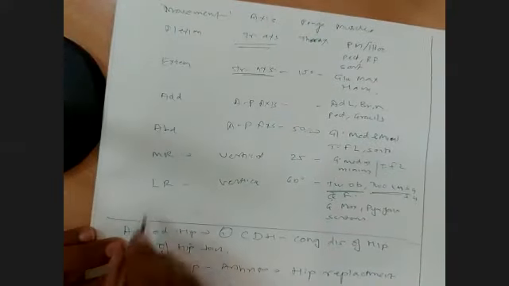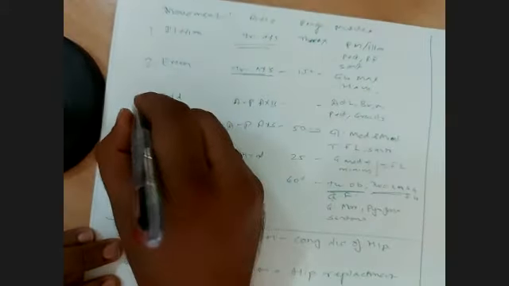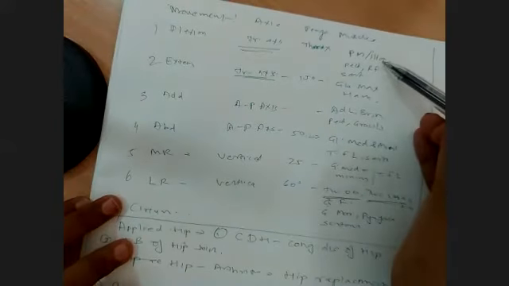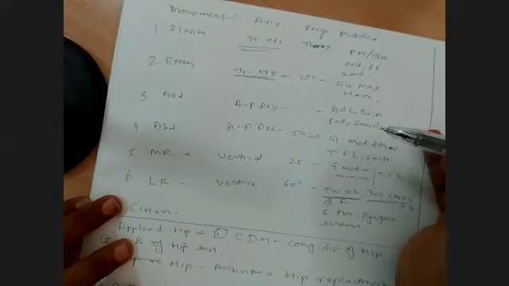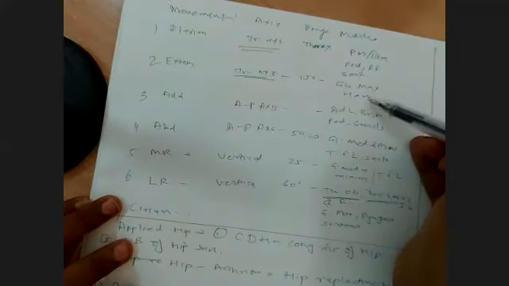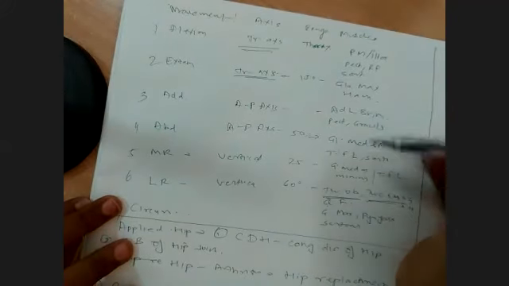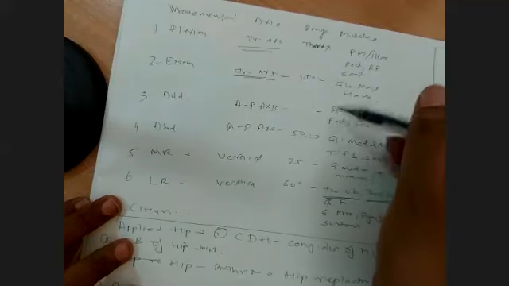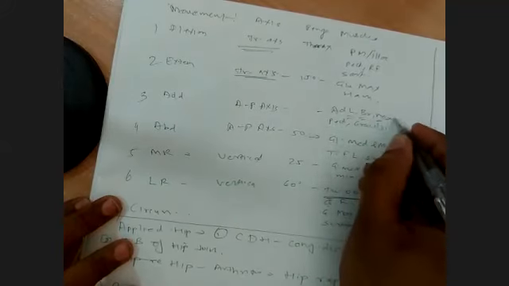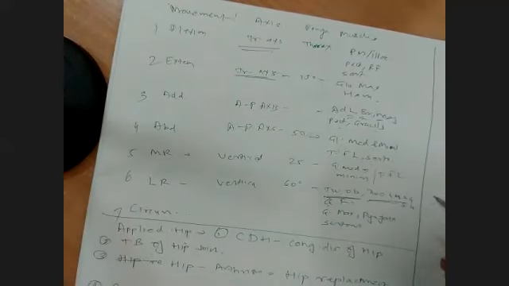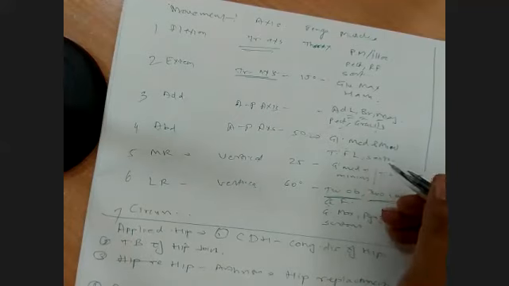The actions are a total of 7: flexion, extension, adduction, abduction, medial rotation, lateral rotation, and circumduction. Circumduction is a combination of all. Flexion and extension are around the transverse axis. Flexion is by iliopsoas, also pectineus, rectus femoris, sartorius. Extension is by gluteus maximus and hamstrings. Adduction and abduction are around the anteroposterior axis. Adduction is caused by adductor longus, adductor brevis, adductor magnus, pectineus and gracilis. Abduction is caused by gluteus medius, minimus, and sartorius. Tensor fascia lata also.